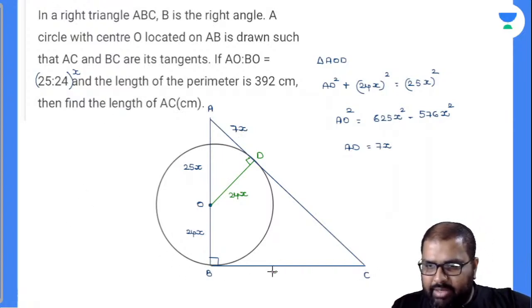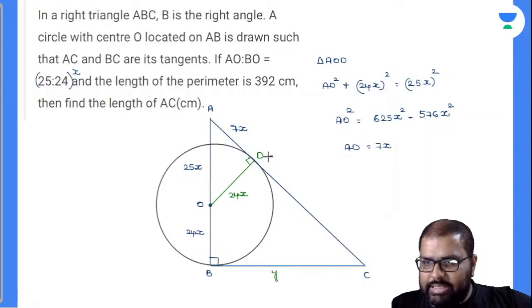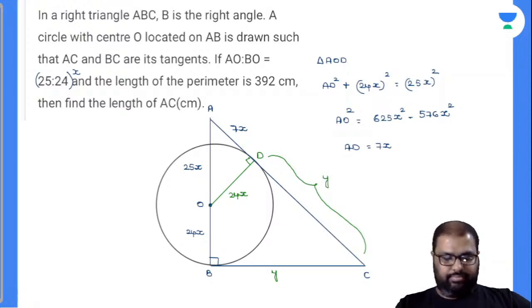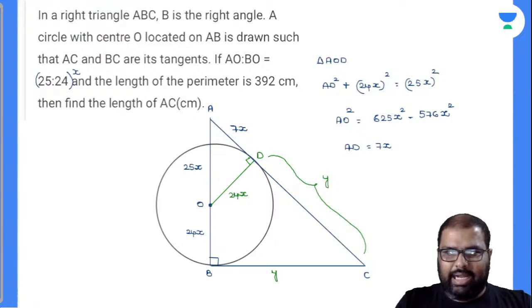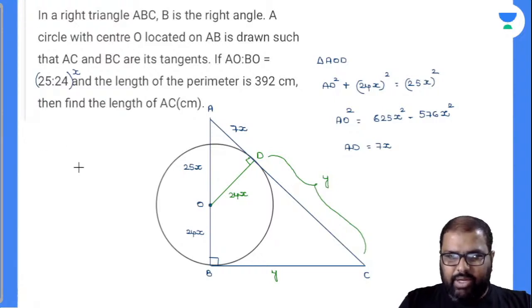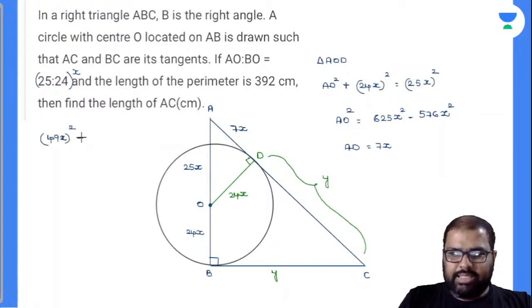Now BC length will be 5, and therefore DC length will also be equal to 5. Now I will be calculating my AC length. ABC is a right angle triangle where AB square, 25 plus 24, is nothing but 49x square, plus y square. BC length, these are perpendicular sides, is equal to (y plus 7x) whole square. I can calculate this easily, right?